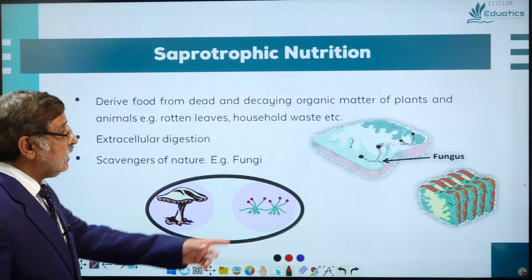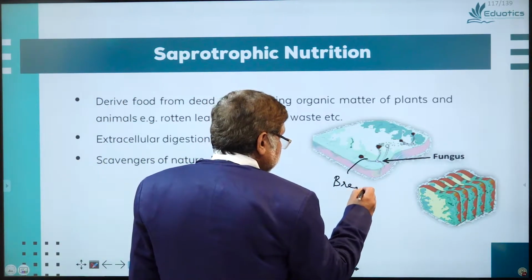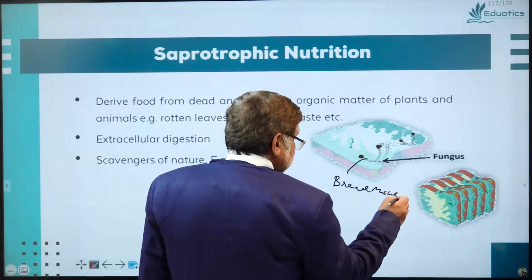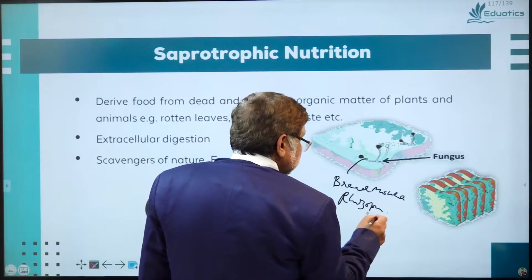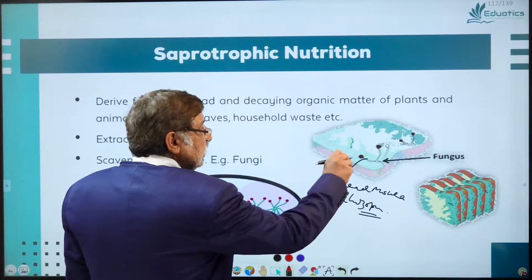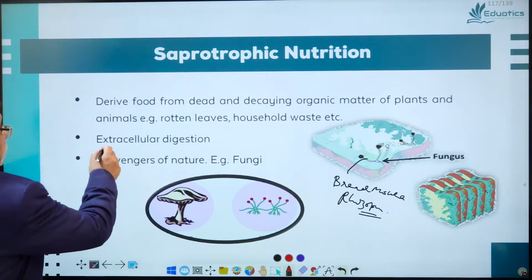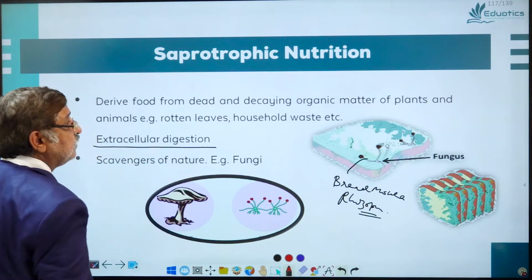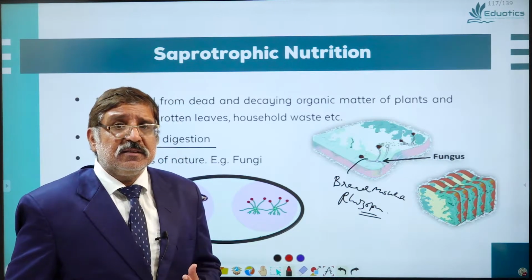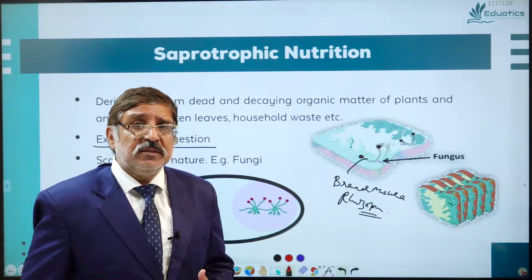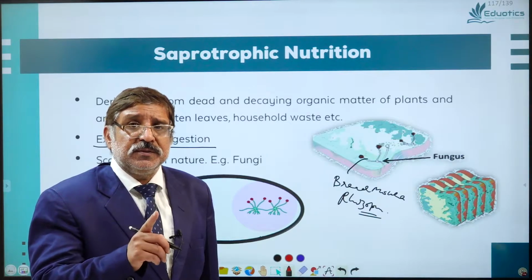Saprotrophic nutrition, you can see the bread mold growing on the bread. Rhizopus, Mucor. They digest outside their body. That's why the digestion is extracellular. They grow on dead decaying organic matter. That's why they are known as saprotrophs. The characteristic feature of fungi is they are saprophytes or saprotrophs.